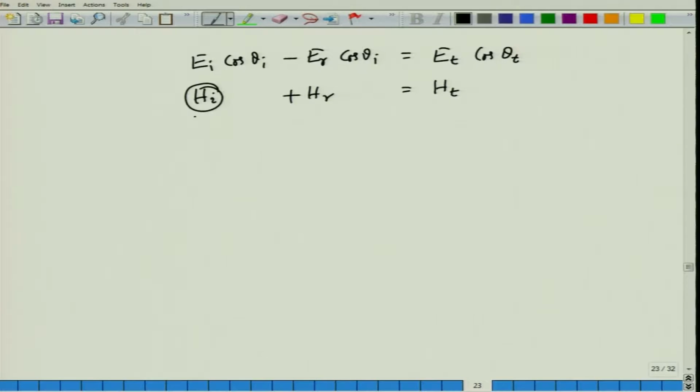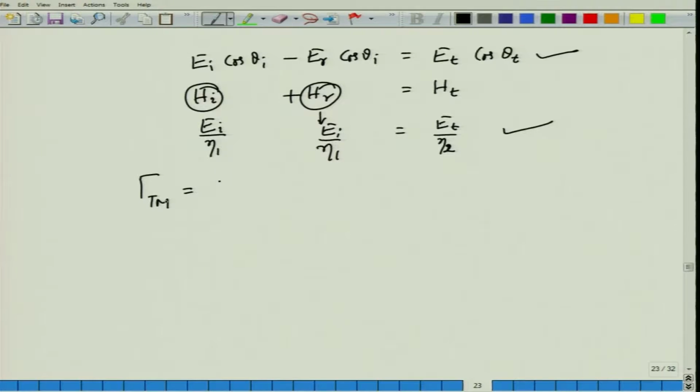Now, Hi can be rewritten as Ei by eta 1, and Hr can be written as Er by eta 2, which are the amplitude ratios. Sorry, this Hr is Er by eta 1 only, because it is in the same medium. Now you have two equations and two unknowns, so you can combine the equations and obtain gamma, the reflection coefficient for the TM case. TM is what we have considered.